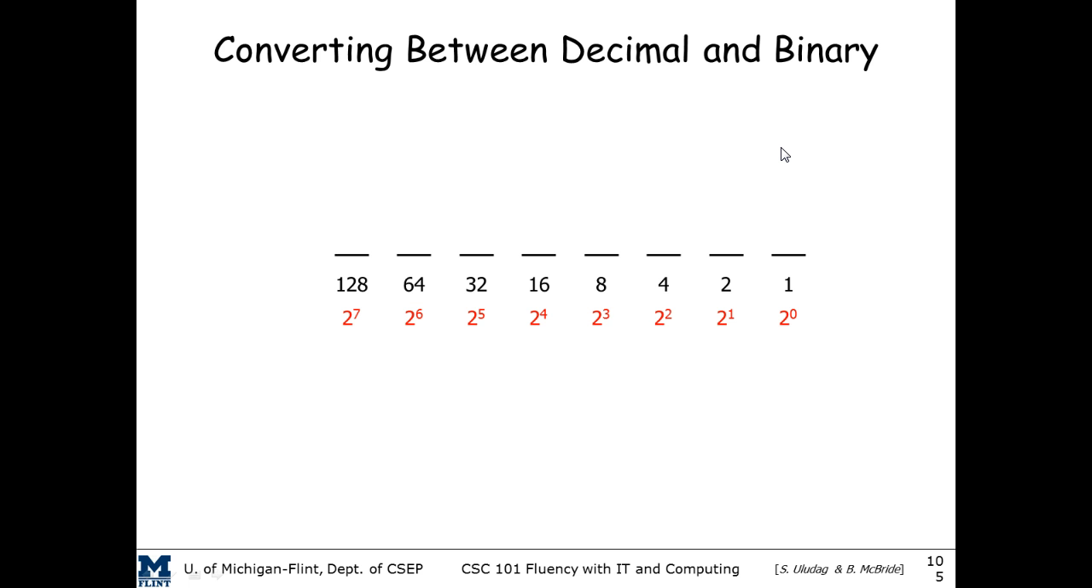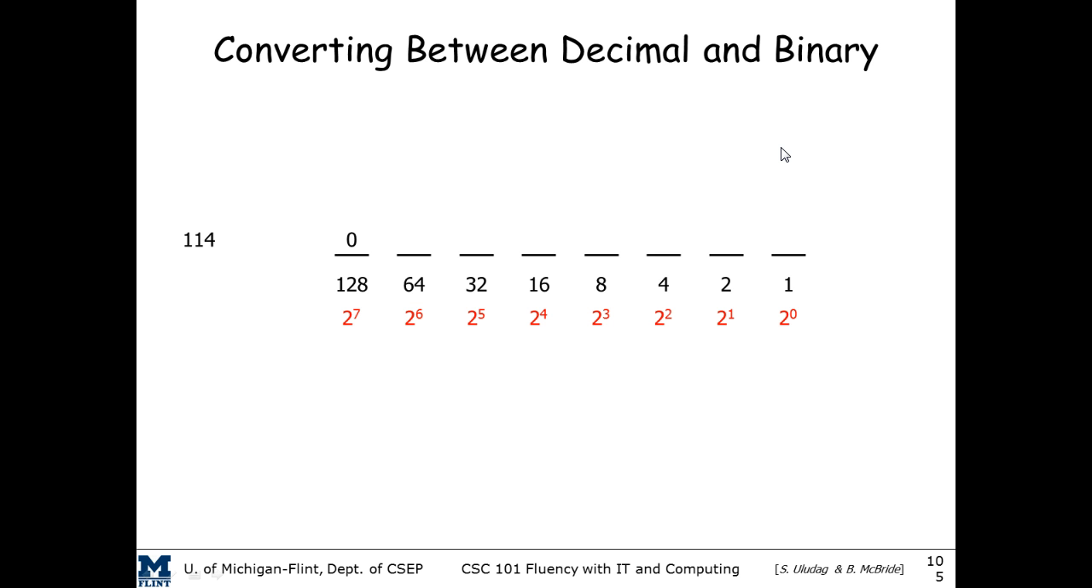So let's go ahead and make a conversion here. We want to convert the decimal number of 114. So what we're going to do is simply ask the question, starting with the largest number in our pattern, which is 128, can we subtract 128 from 114? In this case, we can't have negative numbers, so the answer is no. So we place a 0 in the place value for 128 of our binary number.